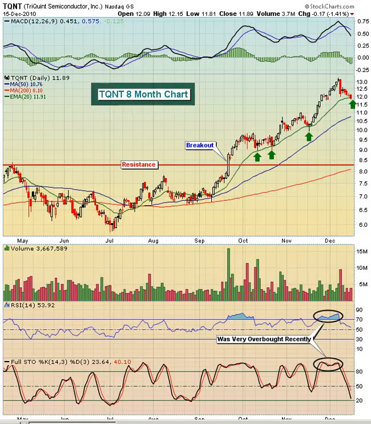Today we're taking a look at TQNT Semiconductor. This is ticker symbol TQNT. This is about a $1.9 billion technology company.